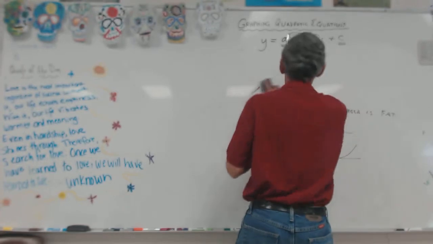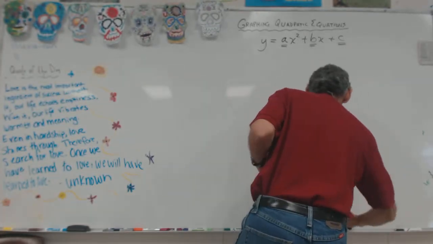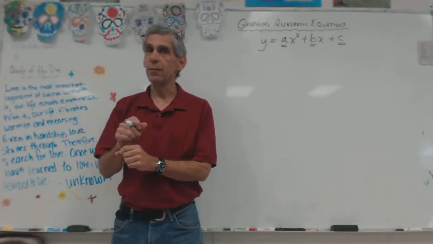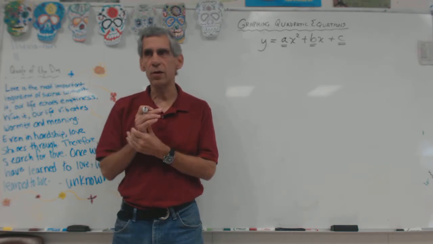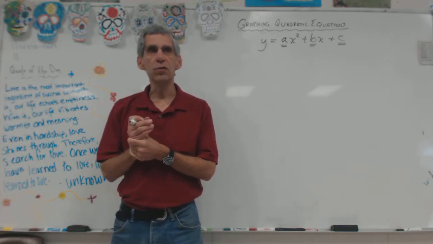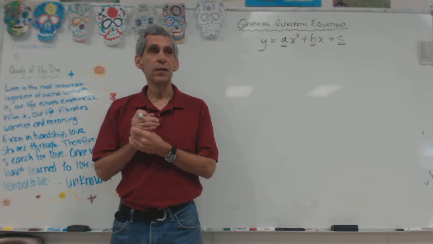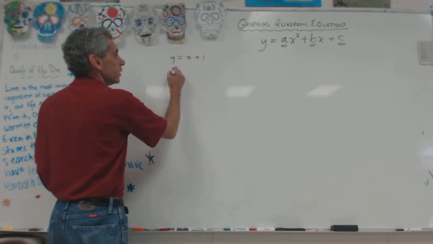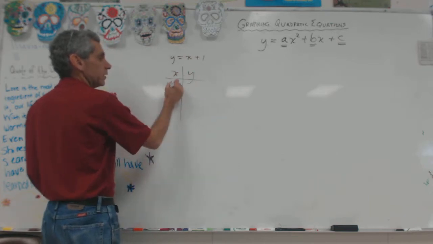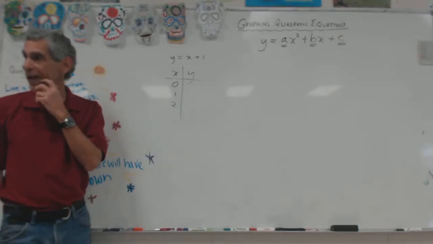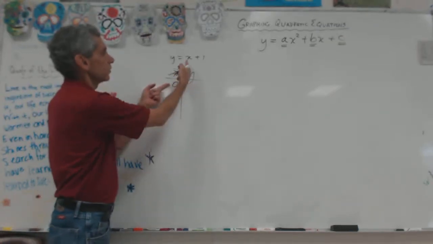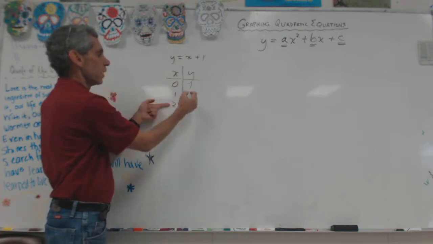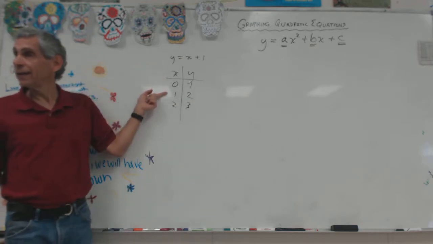Now that we know that, we can practice. Now, when you graph a straight line, how many points do you need? Remember a T-chart, you guys all remember T-charts? You choose like 3 points for x, and then solve for y. If I did y is x plus 1, I would do x and y, and I would say 0, 1, and 2, right? And then I would say if x is 0, y is 1. If x is 1, y is 2. If x is 2, y is 3. Okay, so for a straight line, I just need 3 points.